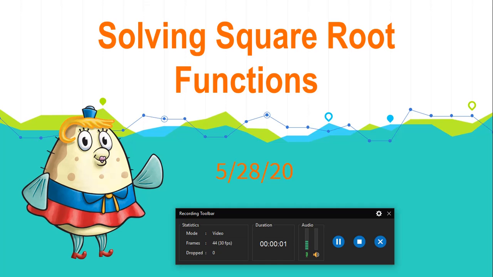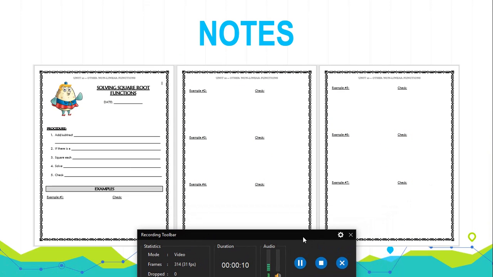Today we're going to solve square root radical functions algebraically, and it's May 28th. Your note packet should have 3 pages.